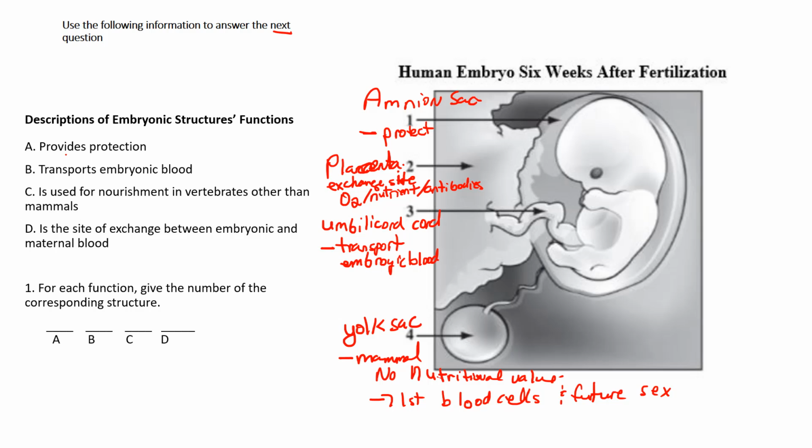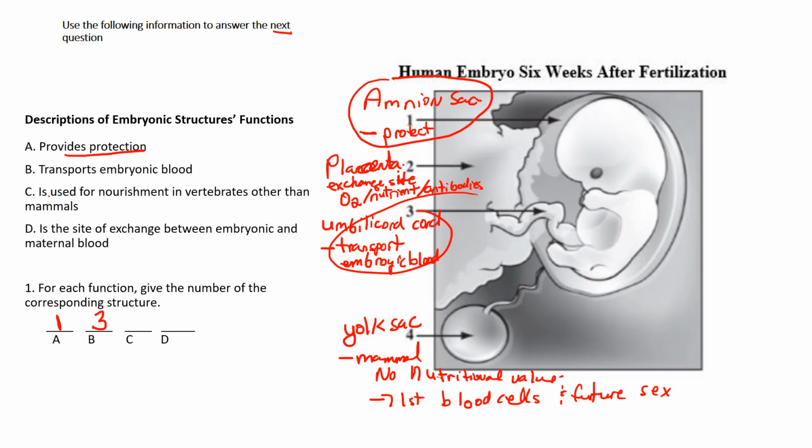So if we take a look at A, it says provides protection. Well, the one that did that, you can see right here, is the amniotic sac, which is number 1. So we're going to pop that in there. This one says transports embryonic blood. We know the thing that transports oxygen and carbon dioxide between the fetus and the mom is the umbilical cord. So that would be number 3.